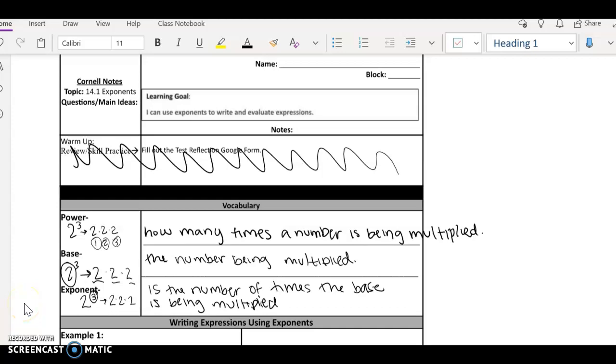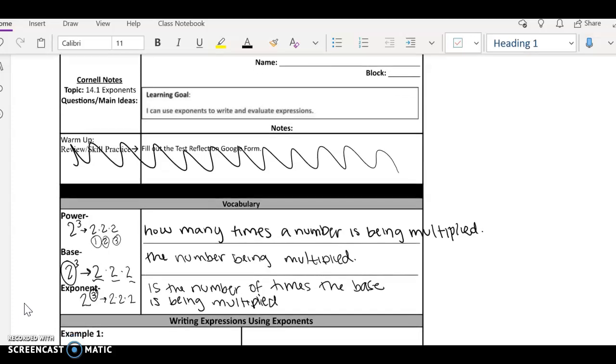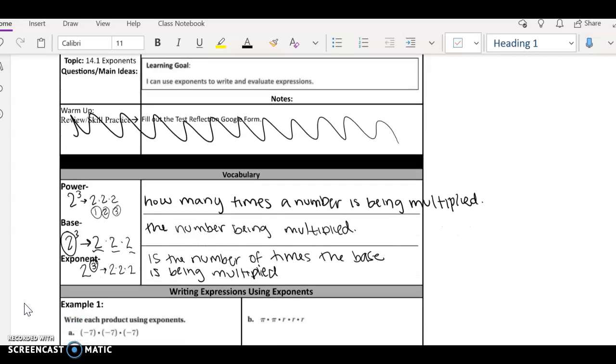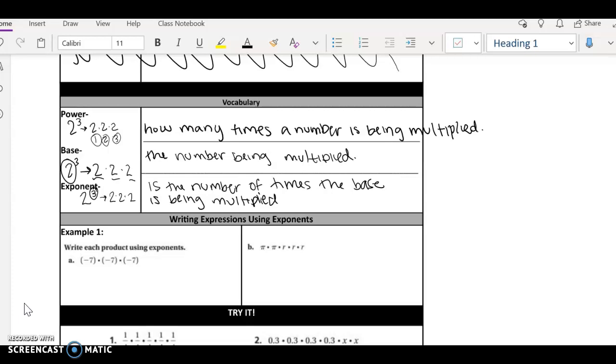So we are starting chapter 14, which is exponents. And so we are actually going to start with exponents today in 14.1. Our learning goal: I can use exponents to write and evaluate expressions. So we're actually going to skip over that warm-up, and we're going to go straight to vocab.